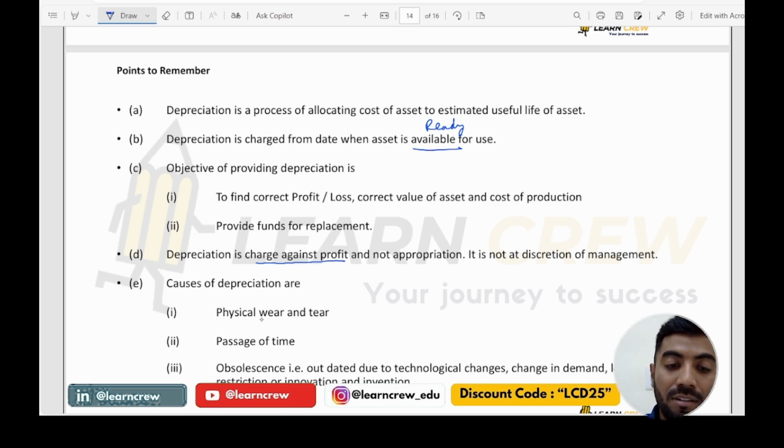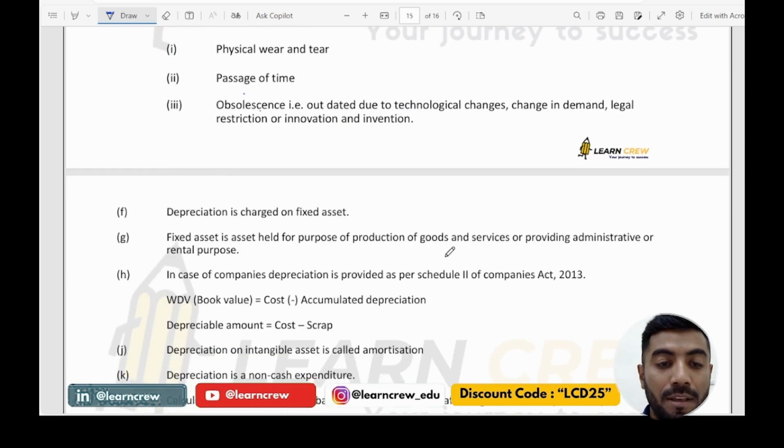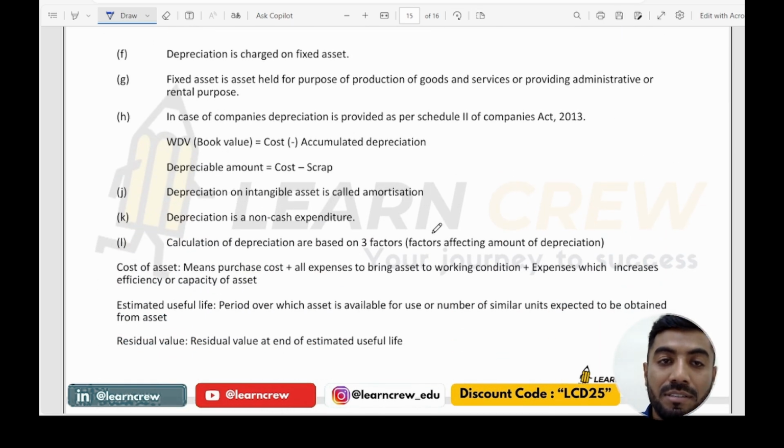Causes of depreciation are physical wear and passage of time, and obsolescence due to technology. Depreciation is charged on fixed assets. A fixed asset is an asset held for the purpose of production. All that we already discussed, this is just a summary of that. In case of companies, depreciation is provided as per Schedule 2 of the Companies Act. Depreciation on intangible asset is called amortization. Depreciation is a non-cash expenditure.